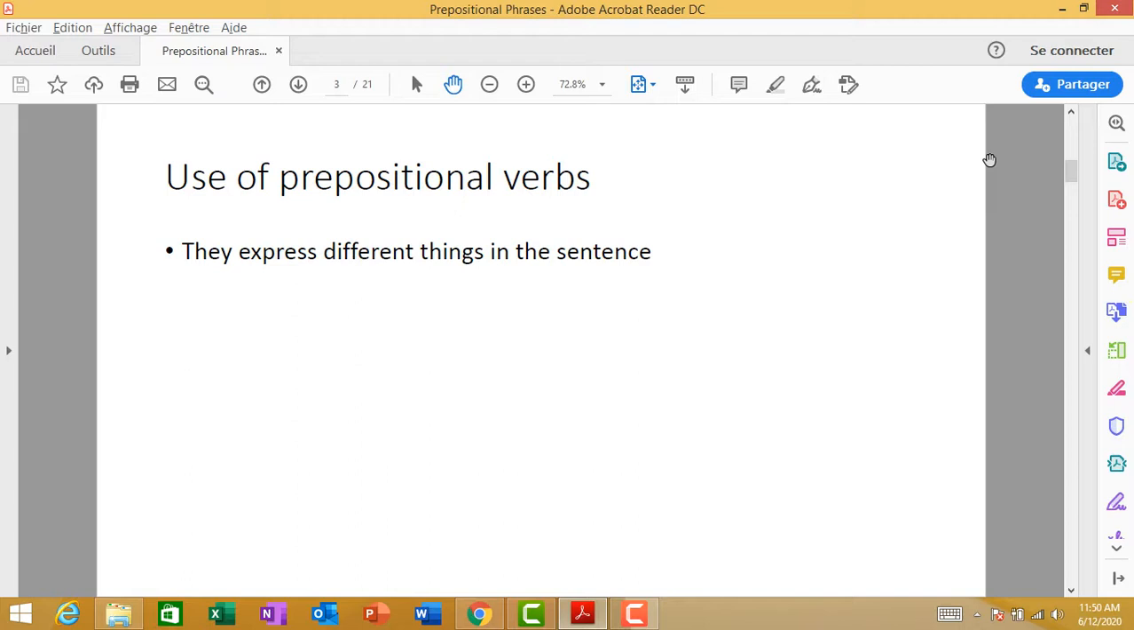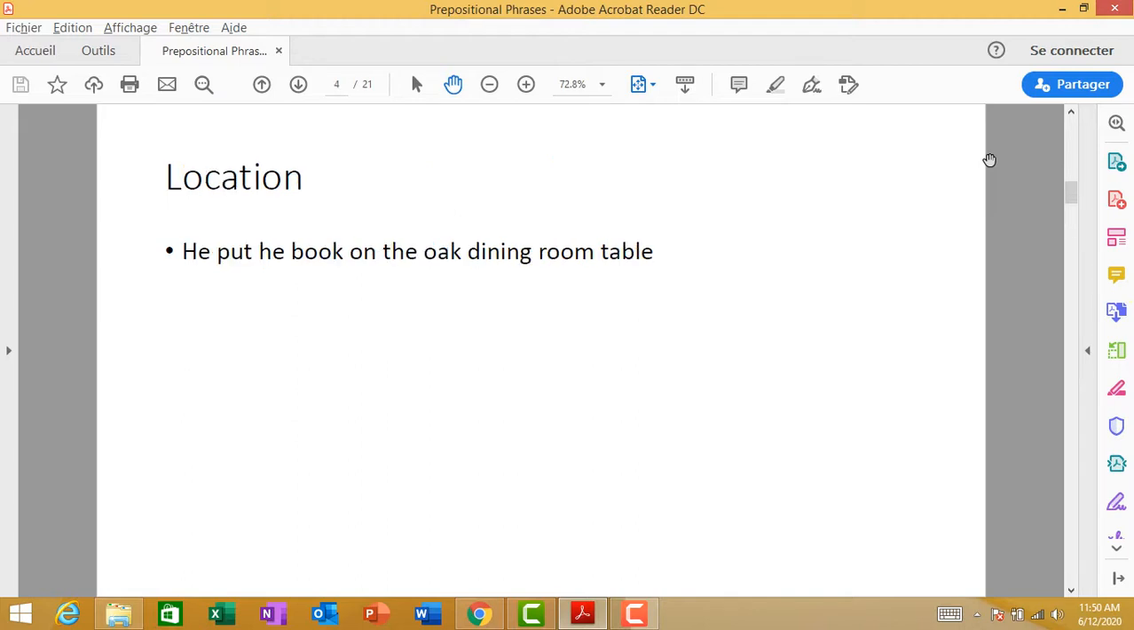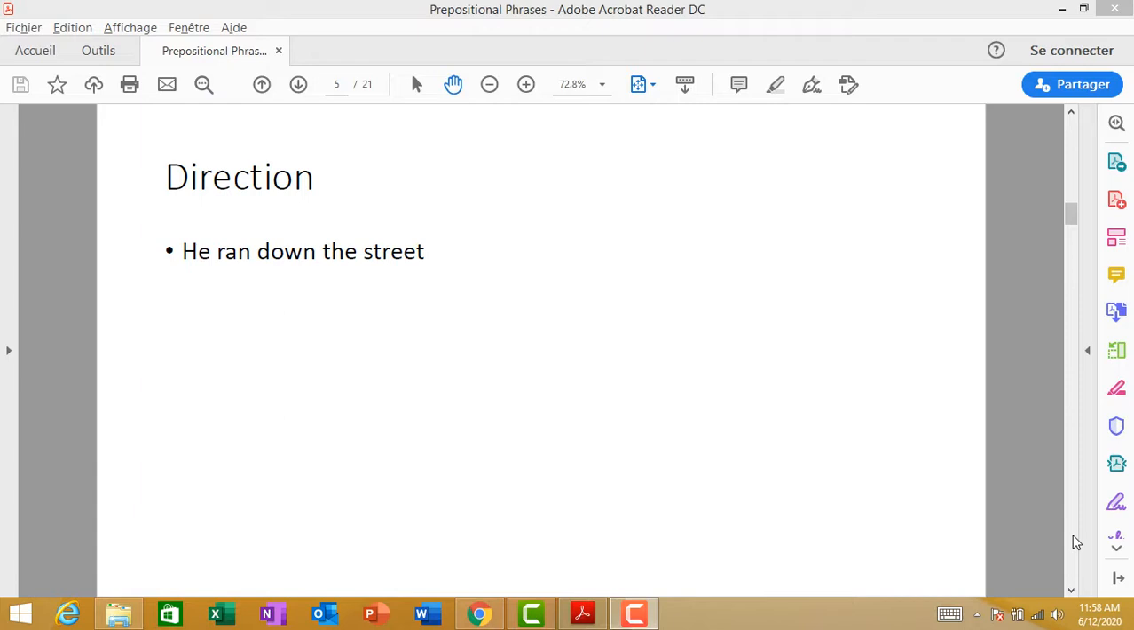So what is a prepositional phrase and what does it express? We see that they express different things in the sentence. For example, they express location. You can look at the sentence: He put the book on the oak dining room table. Direction: he went down the street.